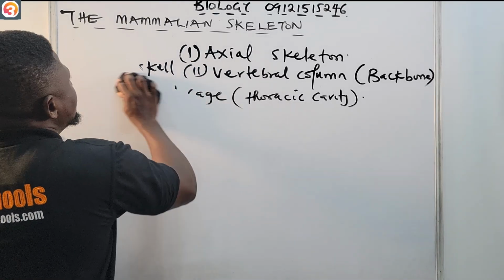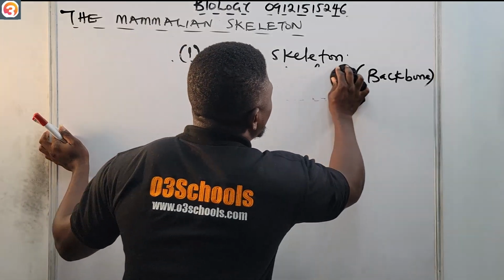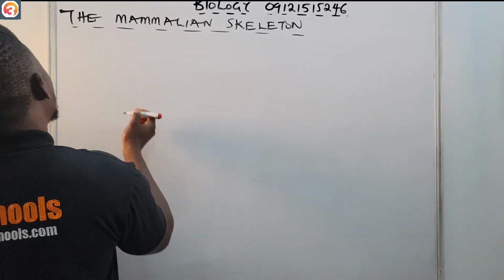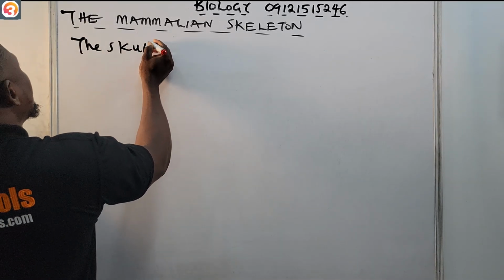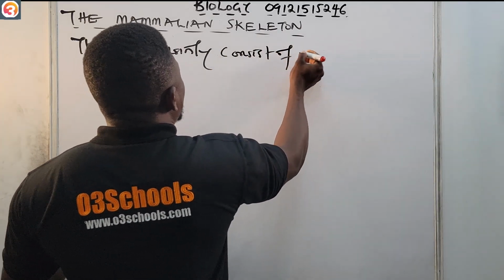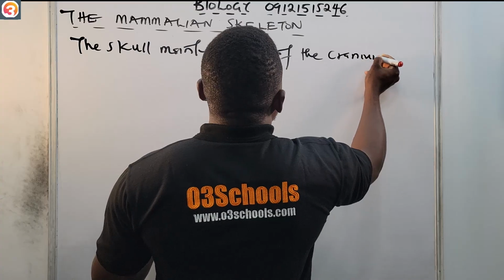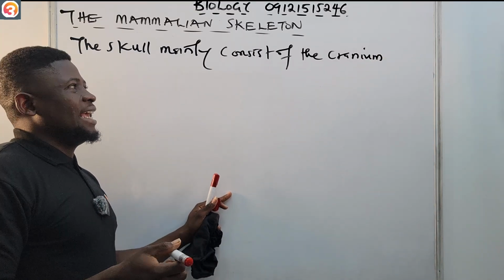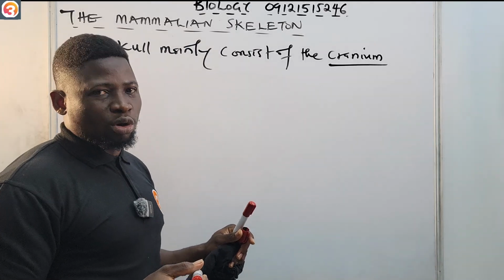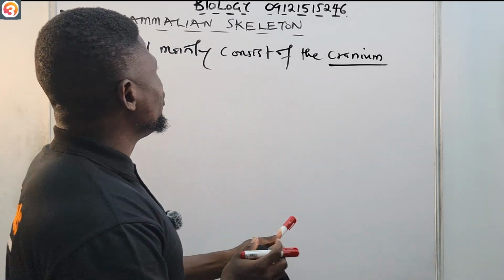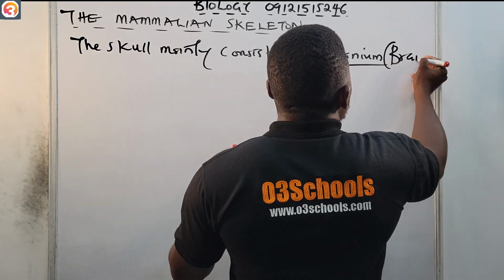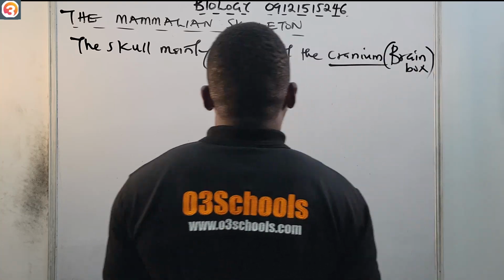So now we know that the skull basically consists of the cranium. Let's talk about the skull. The skull mainly consists of the cranium, C-R-A-N-I-U-M, which is also called the brain box. So the skull in your head is made up of mainly the cranium, which is called the brain box.